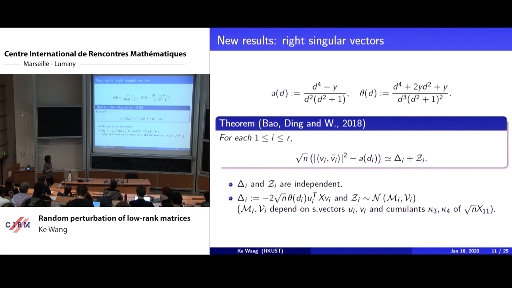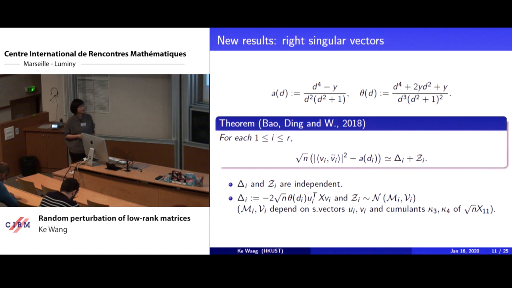So ⟨vi, v̂i⟩ squared, subtract its first order limit written in terms of a(di), and scaled by square root n, this random variable will be asymptotically distributed as delta i plus zi. Here, these two random variables, delta i and zi, are independent, and delta i is explicit. It's written as minus 2 square root n theta of di, given by this rational function, times this quadratic form, ui transpose X vi. And zi has a normal distribution with mean mi and variance vi. And this mean and variance are explicit. They depend on the singular vectors ui and vi, and also on the cumulants kappa 3, kappa 4 of the normalized entry of the noise matrix.